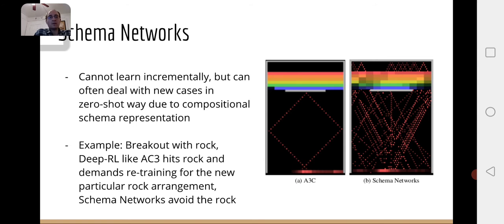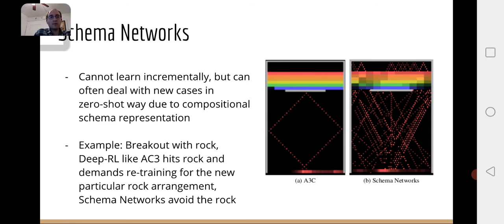In their paper, they show Breakout with rocks, and they compare it with a deep reinforcement learner with an actor-critic approach. And interestingly, if they change the rock arrangement in the Breakout example slightly, in such a way that it never appeared in the training data the deep reinforcement learner was trained on, then it will fail to deal with this case.